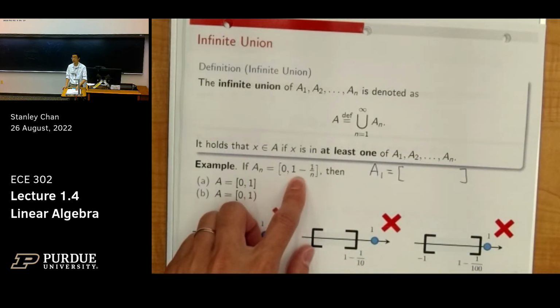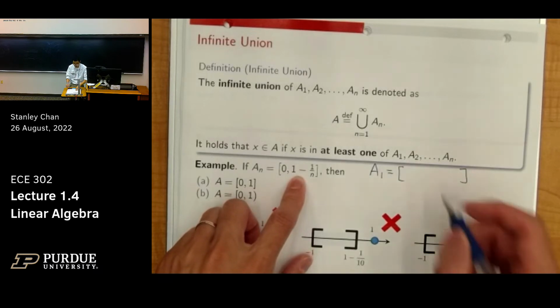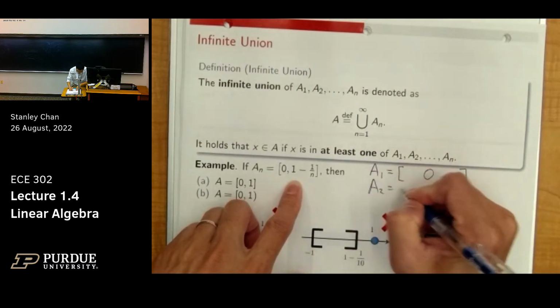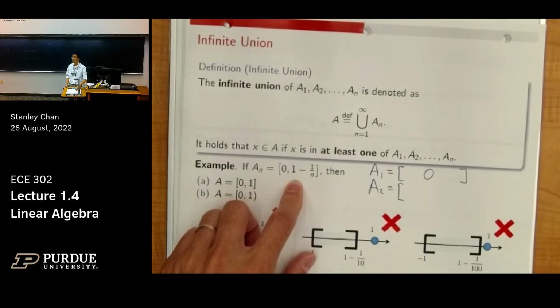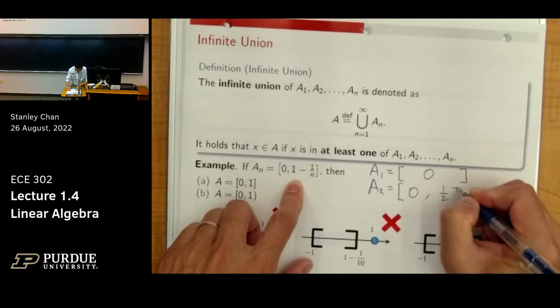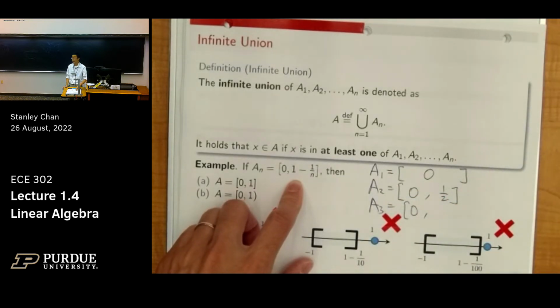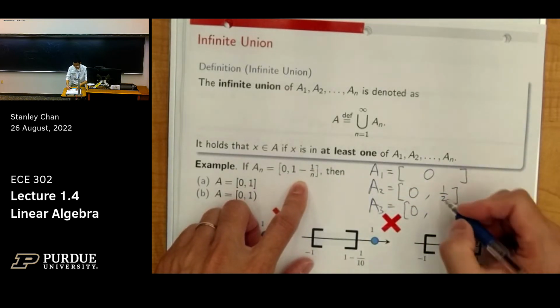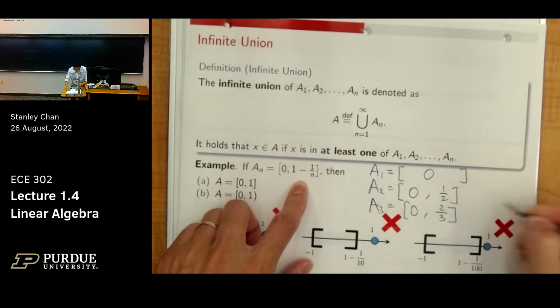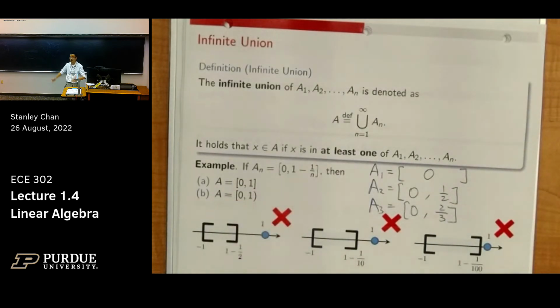A1 is 0. How about A2? 0 and half. A3 is 0 and 2/3. Okay, so you can start growing the set. Where will this number go to?